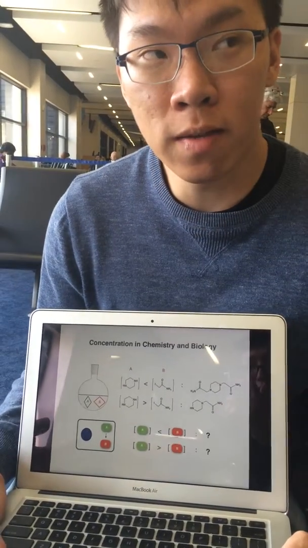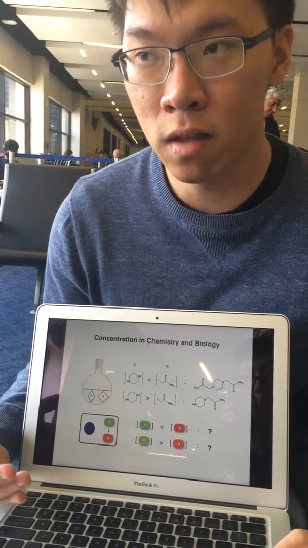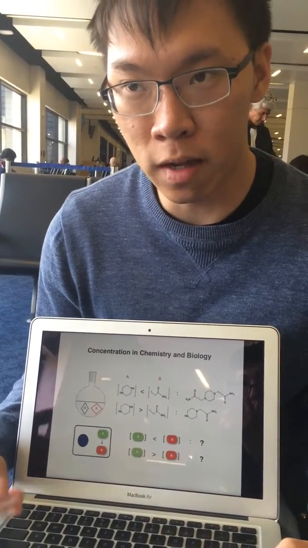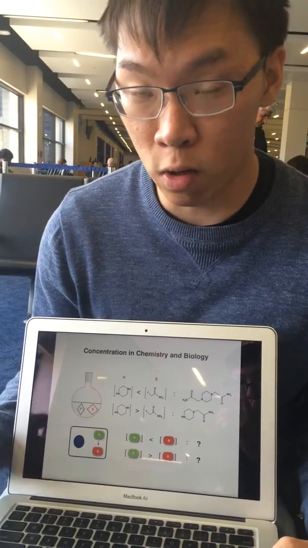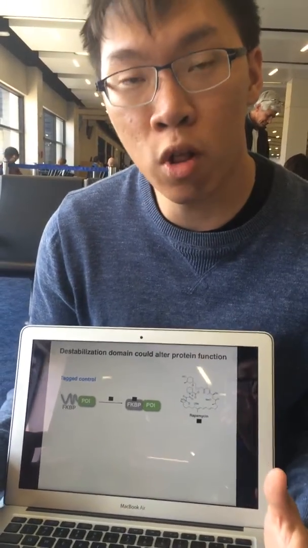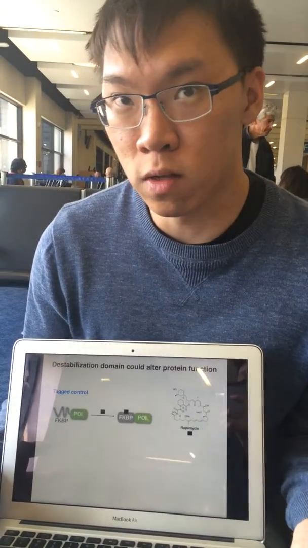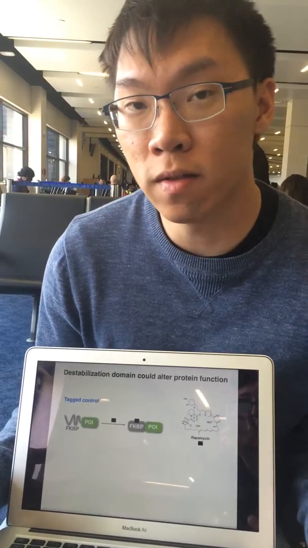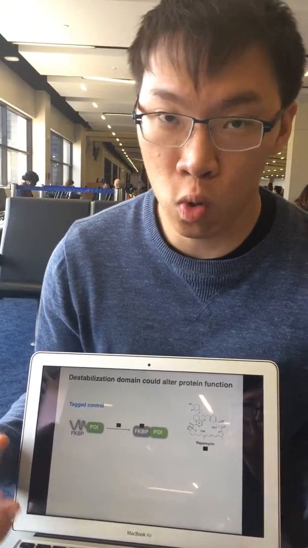However, the rate-limiting step for analyzing this type of problem is a lack of tools to precisely and conditionally control protein concentration. So researchers have been using small molecules to control protein concentration. One of the most successful methods is by fusing a so-called destabilization domain to your protein of interest.